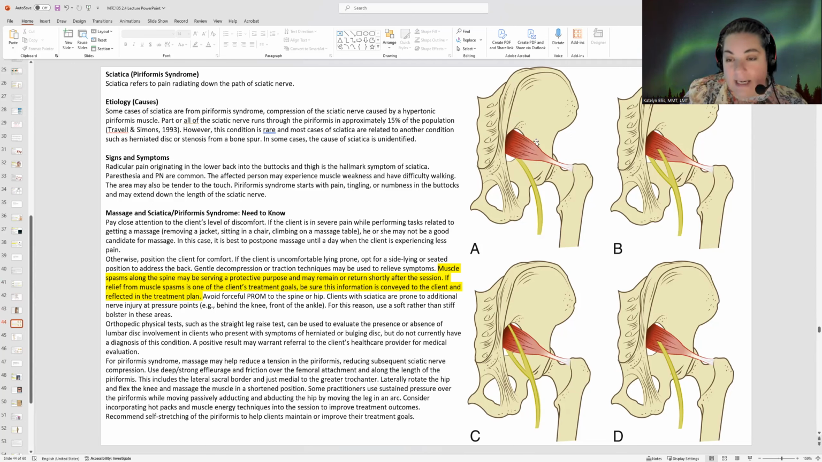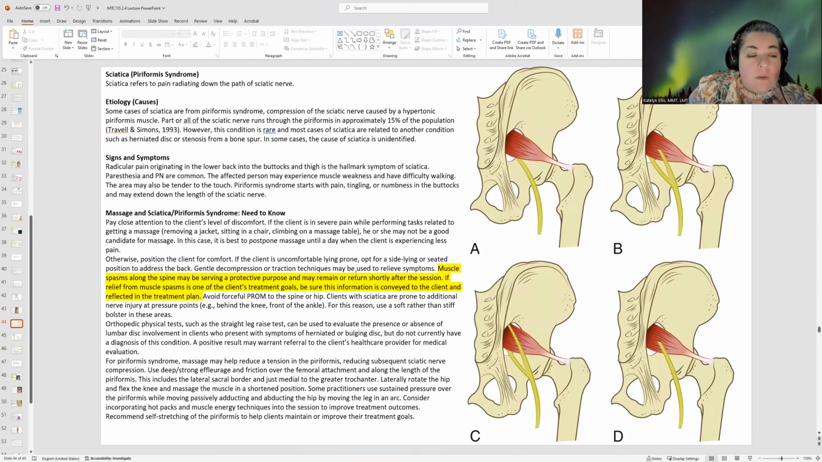However, tightness in this area will cause impingement, whether the nerve is fully going through this muscle or not. Usually you'll have radicular pain originating in the lower back. It goes into the buttocks, through the side of the buttocks, that you will feel there. And then you'll have muscle weakness, difficulty walking. You'll have some stability problems. You could have tingling, you could have pain, and this can radiate all the way down to your toes.